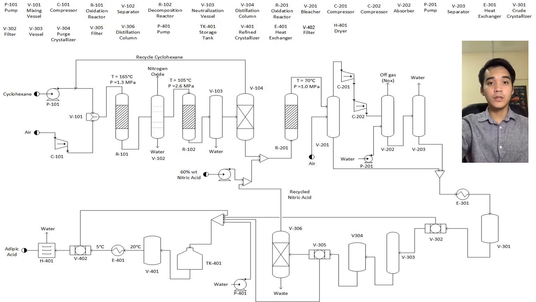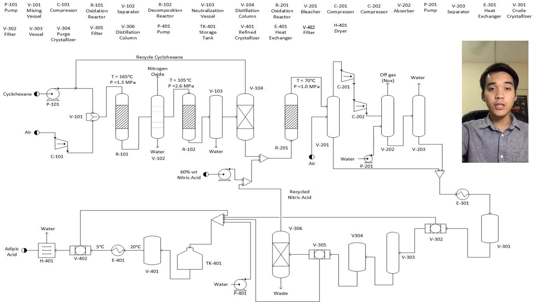Gas from the bleaching column will be introduced into the absorption tower, where the off gas will be removed as a byproduct into the atmosphere. Furthermore, the adipic acid is required to be cooled in the cooler before it is sent to a series of crystallizer vessels. There are three types of crystallizer, which are the crude crystallizer, purge crystallizer, and refined crystallizer. The adipic acid will flow through the crude crystallizer and purge crystallizer, as well as the filter, in order to remove the contaminants before being sent to the distillation column.